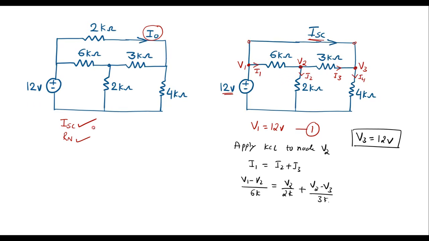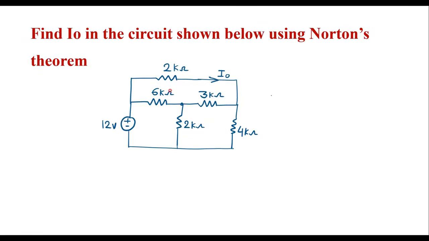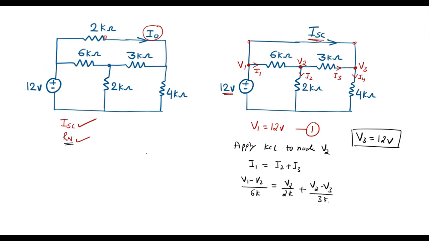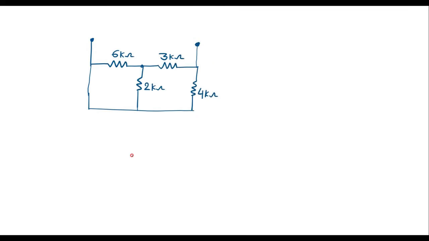So after calculating ISC, we need to calculate RN, that is Norton's resistance. So to calculate Norton's resistance, in the original circuit, open this 2 kilo ohm resistor, then this terminal and this terminal will become open and the voltage source must be short circuited. The equivalent circuit looks like this. So here there was a resistor that is removed and voltage source is short circuited. Now the resistance between these two terminals is known as Rn. That is, we need to find the resistance between these two terminals.